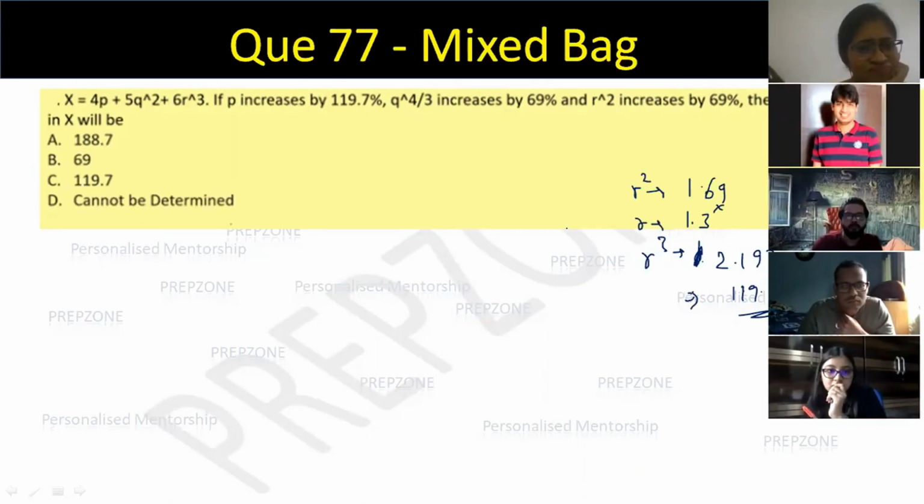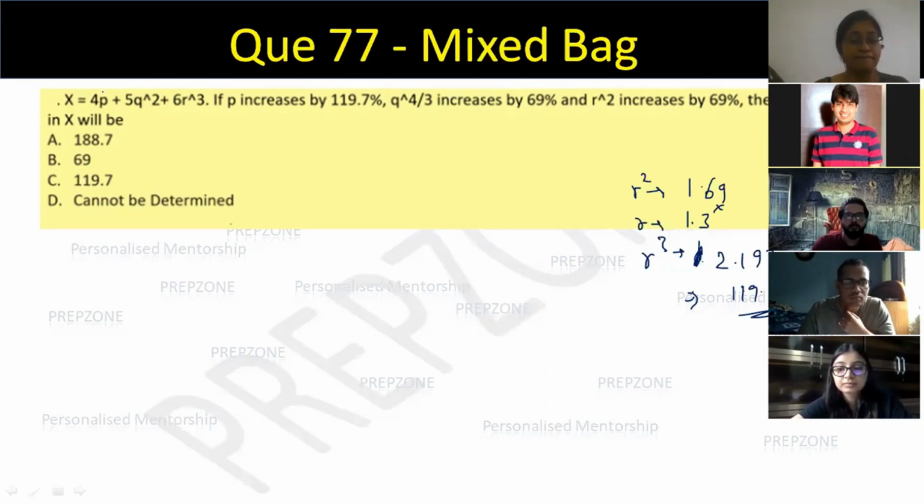See, wait. I'll say if it comes in CAT, see, first thing is you have started with R. Why did you even start with R? Why did you not even focus on P? P is straightforward. If P is increasing by 109.7%, so 4p will also increase by 109.7%, which means my answer has to be either cannot be determined or 119.7.